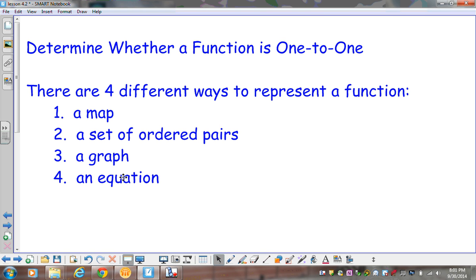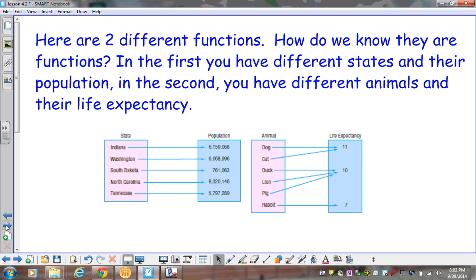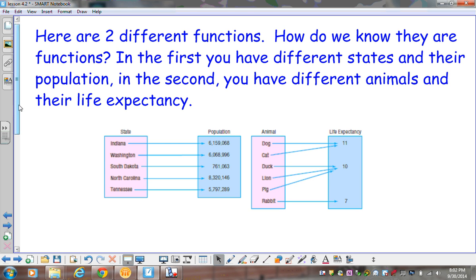If we're looking at a set of ordered pairs, we're looking to see if my y values repeat, or any of my range values repeat. So if you look here, there are four different ways to represent a function. A mapping, which is just going to be a picture of a set of ordered pairs. You could look at it as a graph. Remember, graphically, if it's a function, it passes the vertical line test. If it's one-to-one, it passes the horizontal line test. Or by looking at an equation. So what we're going to do is look at first a mapping.